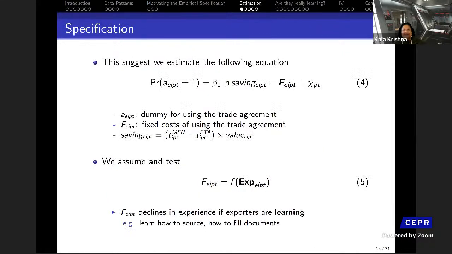So this suggests that we use the following equation to estimate things, which is the probability that you use preferences depends on the savings, the fixed cost, and these fixed effects. So what do we do? We don't see the fixed costs. We substitute for these fixed costs using experience. So the fixed cost depends on experience, and experience of various kinds. So that's our approach.